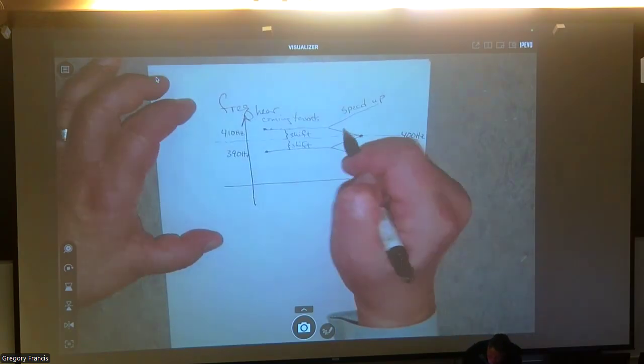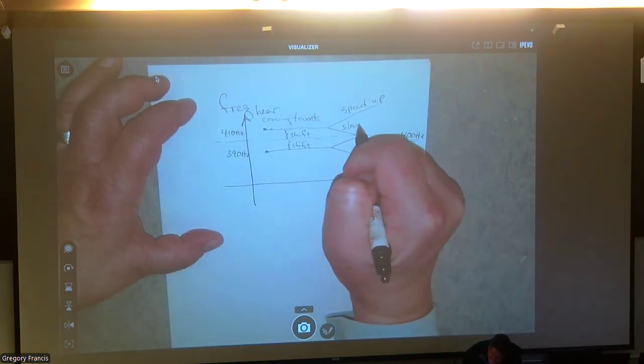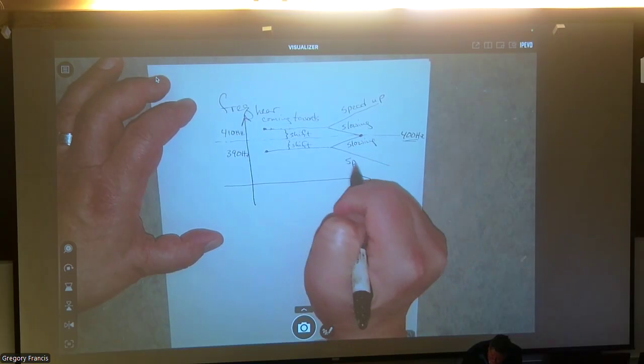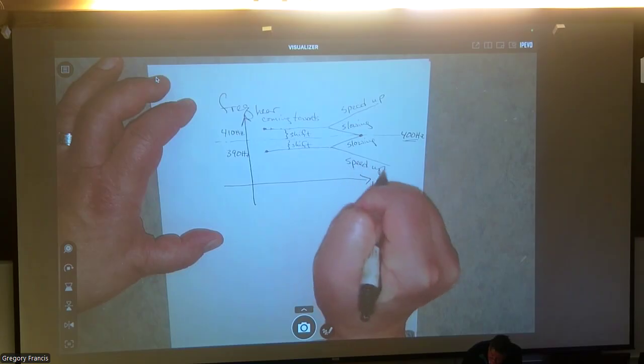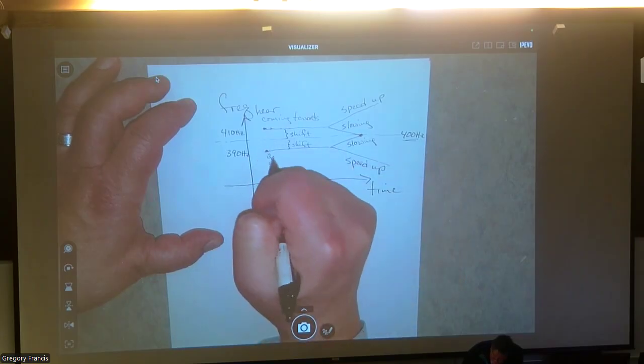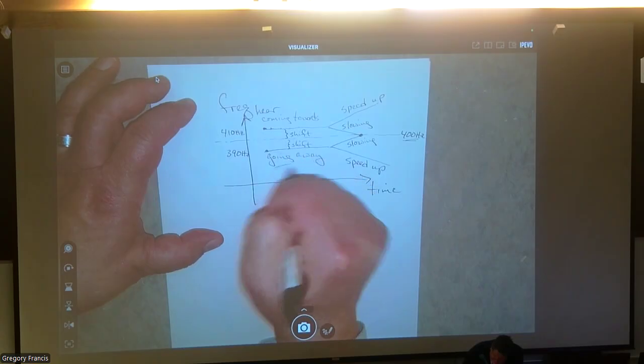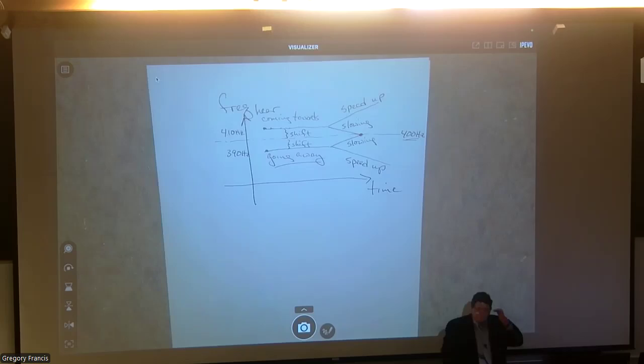So this would be slowing. This would be slowing. This would be speeding up. And this would be away.